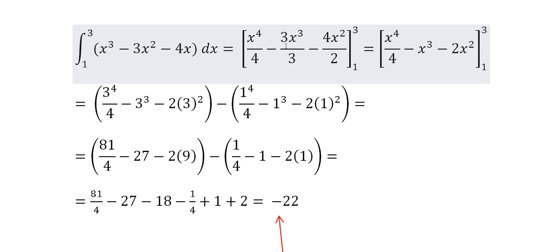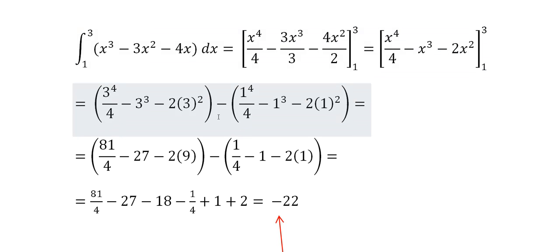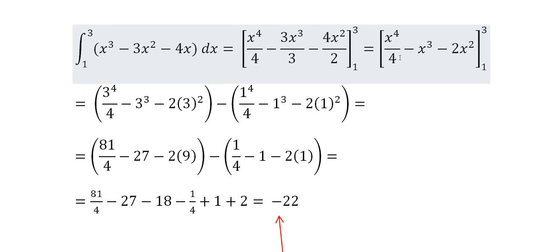Now we can simplify a little bit. The 3 and the 3, we can cross them out, and here we can simplify a little bit as well. So this is the expression. Remember to write out the lower and upper limit here as well. Then we are going to first use the upper limit, which is 3. So everywhere we have an x, we are going to write 3, okay?